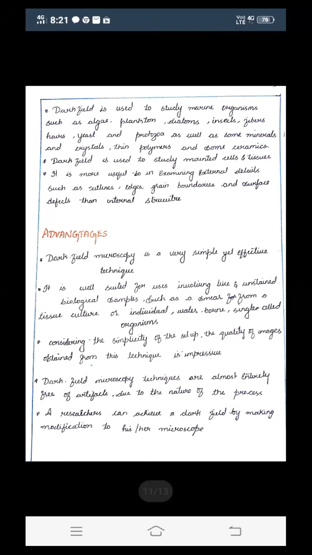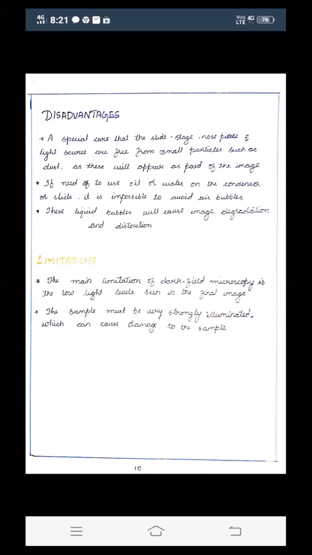Disadvantages of dark field microscope. We should take special care that the slide, stage, nose piece and light source are free from small particles. When dust particles are present on the dark field microscope, they may appear as a part of the image.